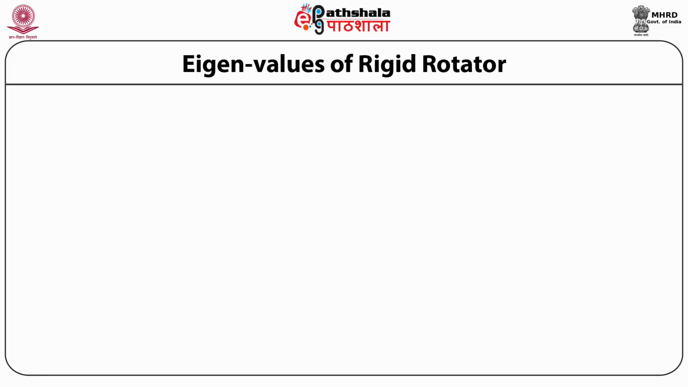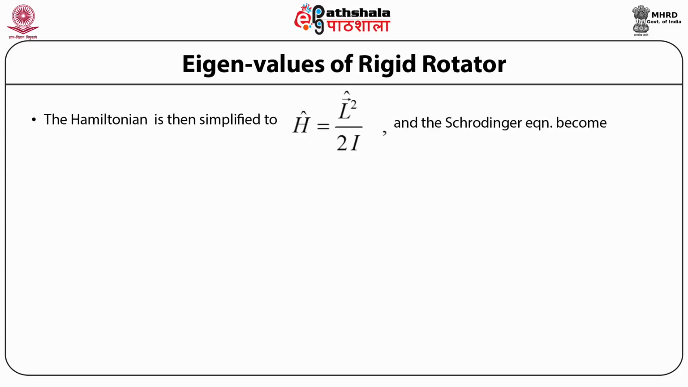eigenvalues of rigid rotator. Now, after having simplified the Hamiltonian of the rigid rotator, we see that the final simplified version of the Hamiltonian comes out to be equal to the Hamiltonian operator is equal to operator L square by twice I, where I is the moment of inertia of the rigid rotator, and the corresponding Schrodinger equation can be given as operator L square by 2I times psi theta phi is equal to E times psi theta phi, where operator L square by 2I is the operator, psi theta phi are the corresponding eigenfunctions, and E are the corresponding eigenvalues, energy eigenvalues of the eigenfunction psi theta phi corresponding to the operator L square by 2I.